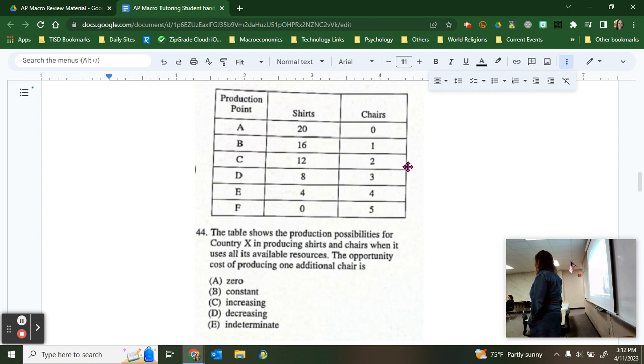It doesn't matter where you start. So every time that you make 1 more chair, how many shirts do you lose? And again, and again, and again. So what's the opportunity cost? It's the same opportunity cost throughout, so it's constant. The only types of opportunity cost that you can have is either increasing or constant. So next to it, let's draw some PPF curves and say the differences between the 2.